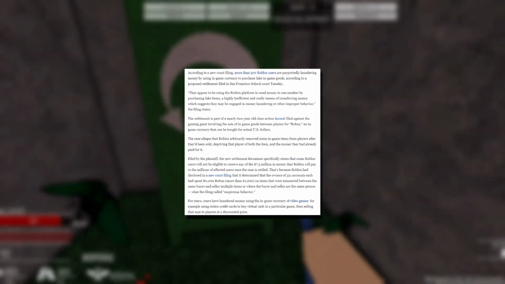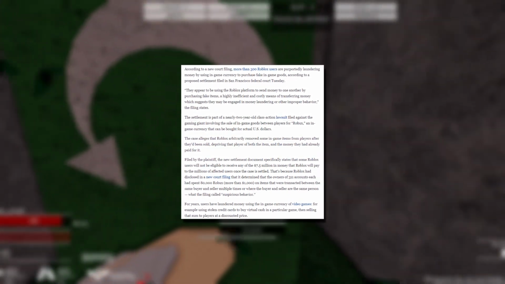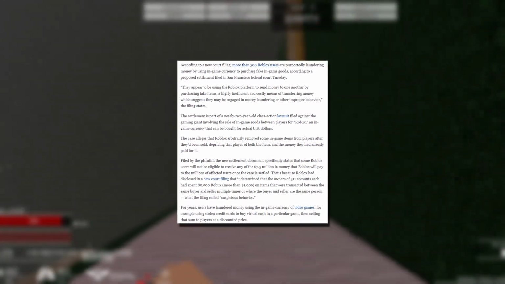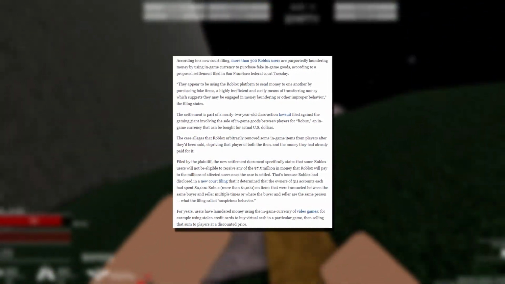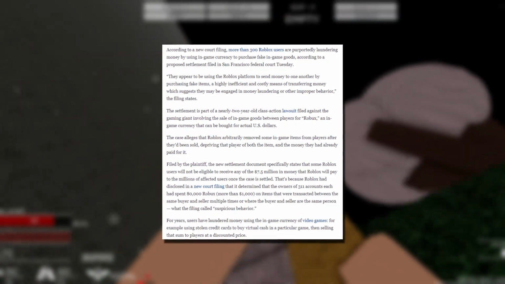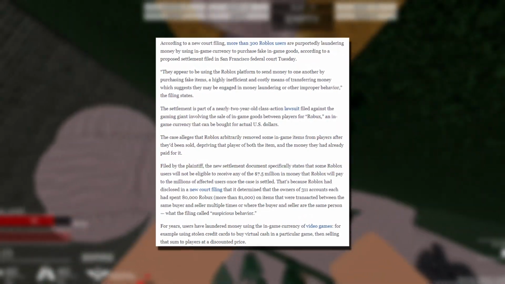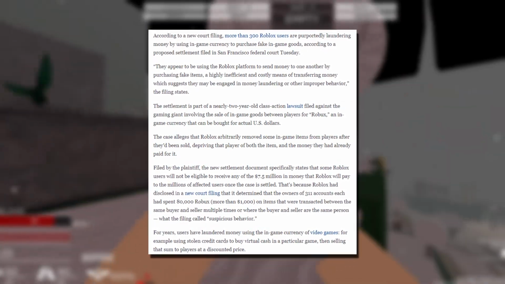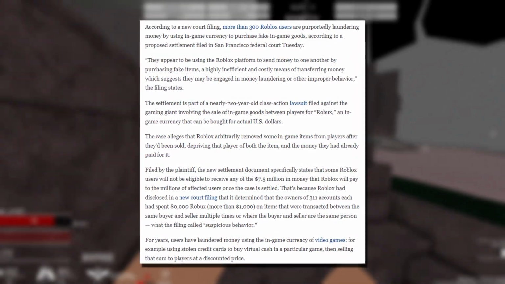According to a pretty recent court filing, users seem to be, and I quote, "using the Roblox platform to send money to one another by purchasing fake items, a highly inefficient and costly means of transferring money, which suggests they may be engaging in money laundering or other improper behavior," end of quote. This is a part of a nearly 2 year long lawsuit filed against Roblox involving the sale of in-game items between users for exchange of Robux.